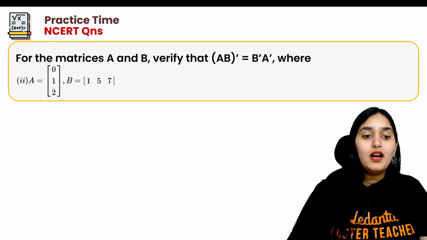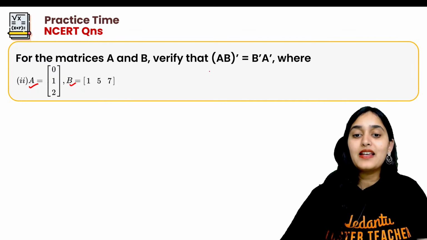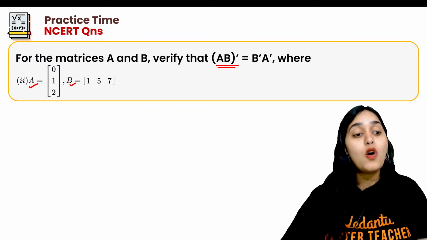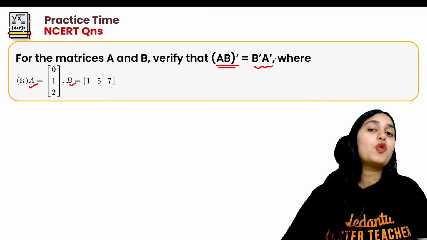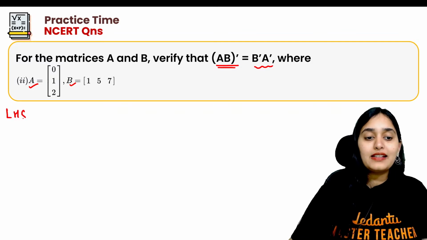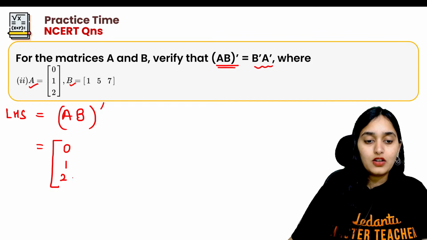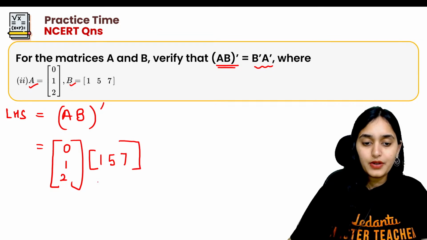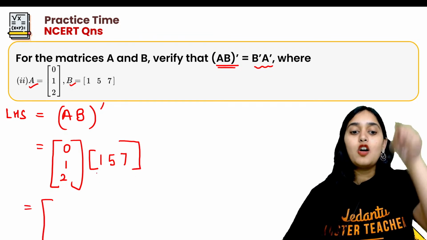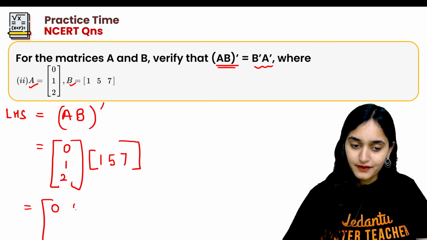Very good. Next question is, if A matrix is this, B matrix is this, verify that A into B whole transpose is B transpose into A transpose. Let's find out. Left hand side is first, A into B whole transpose. A matrix is 0, 1, 2 multiplied by 1, 5, 7. What will you get? Row 1, column 1, 0 into 1, 0. Row 1, column 2, 0 into 5, 0.